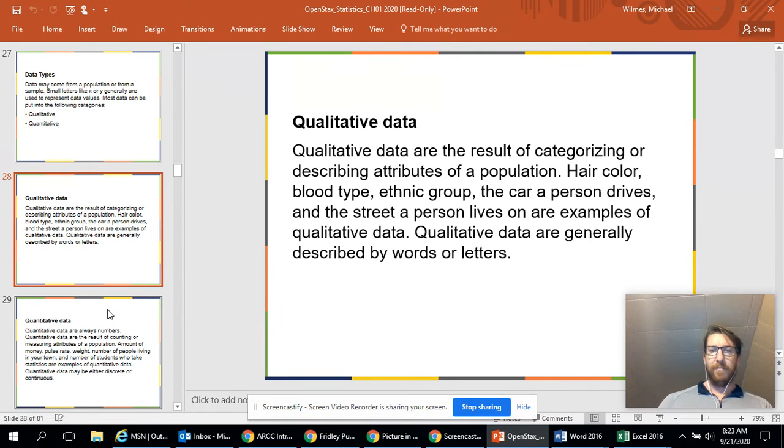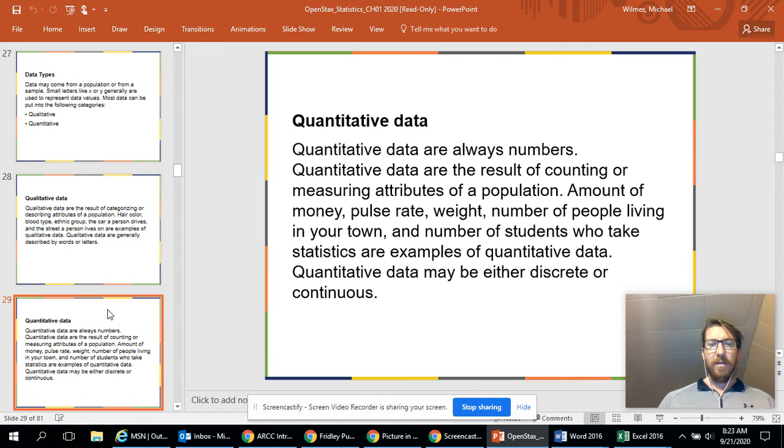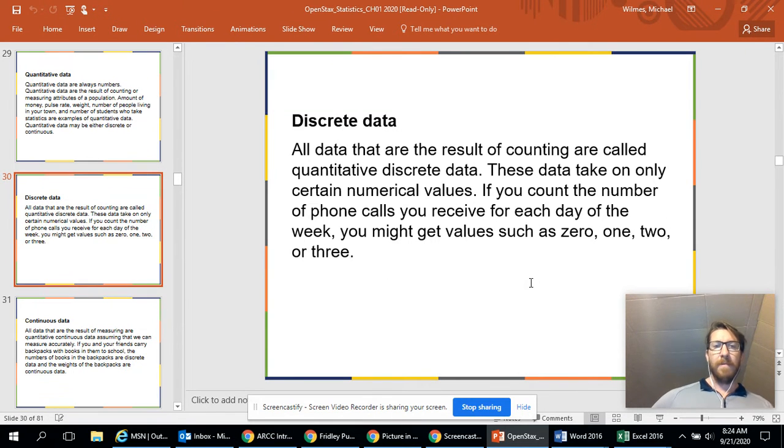So here we go. Qualitative: hair color, blood type, ethnic group, the car a person drives, everything that can be described with words. Quantitative is everything that can be described with numbers. And the main part about quantitative is down here. It could be discrete or continuous. And that's going to be kind of the main part of this video, is parsing out those two pieces.